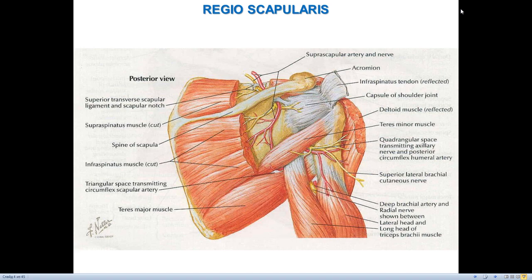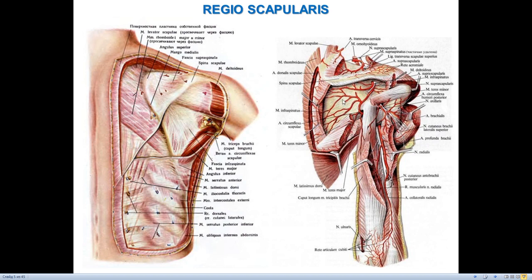In the scapular region, as you can see also here, we can distinguish two bone-fibrous cavities or spaces. The first one is supraspinous and the second one infraspinous.